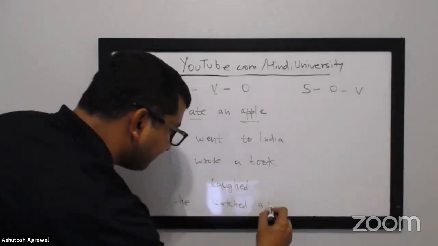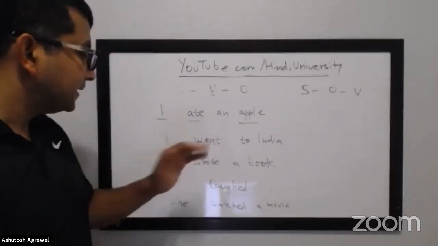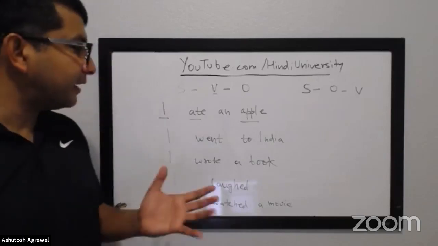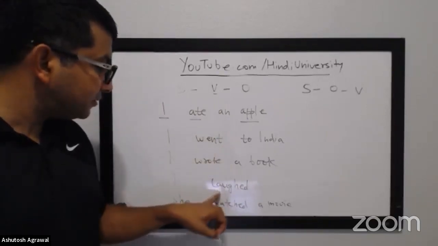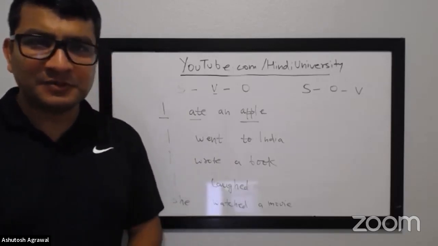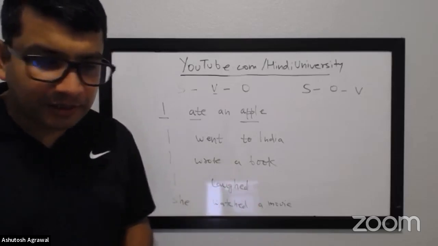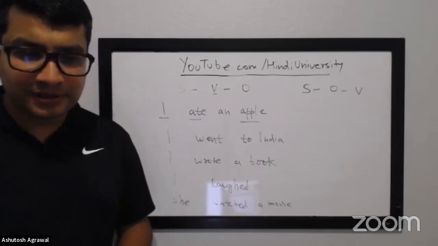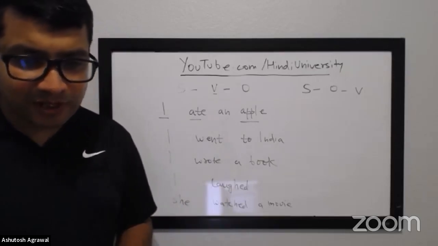Read these sentences a few times. These are all written in the past tense. You will notice that there are different kinds of verbs: this is to eat, this is to go, to write, to laugh, and to watch. There is some difference in the verbs here, and you can really put these sentences into two separate buckets. What is the classification? If you want to separate these sentences into two different buckets, how would you do that?